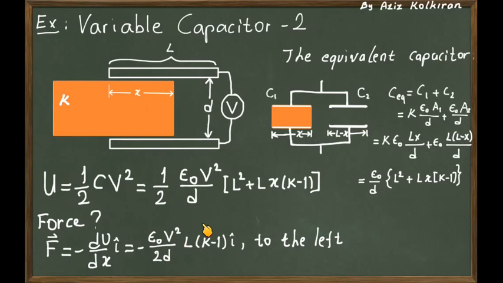So these terms are always positive: epsilon 0, d, and V squared, L, and k is larger than 1 because it's a dielectric. So this expression is always plus, and we have a minus sign here. So the force you see is in the negative x direction. It's minus the unit vector in the x direction. So the force is to the left.